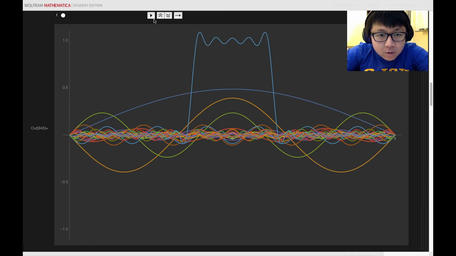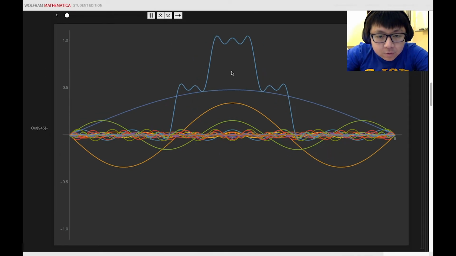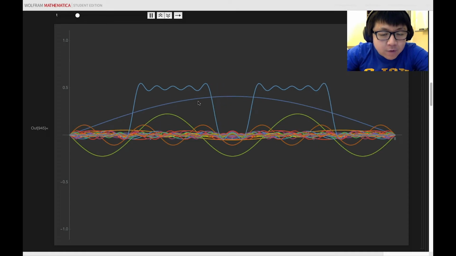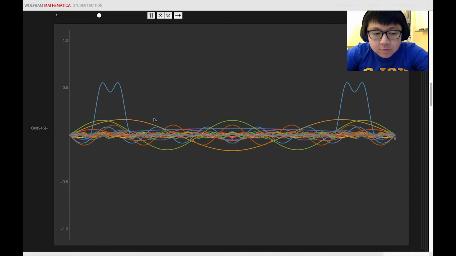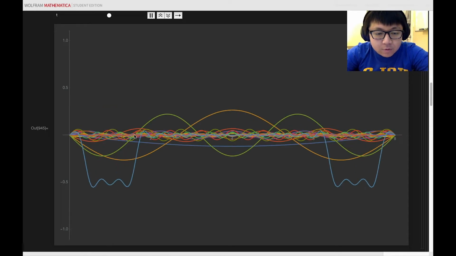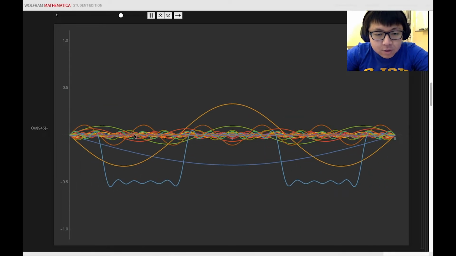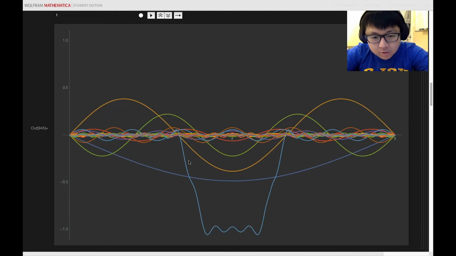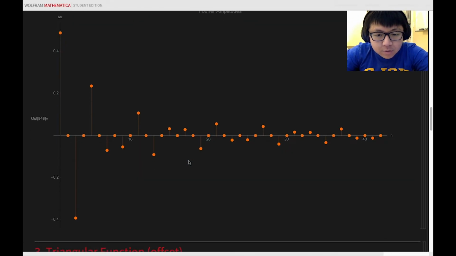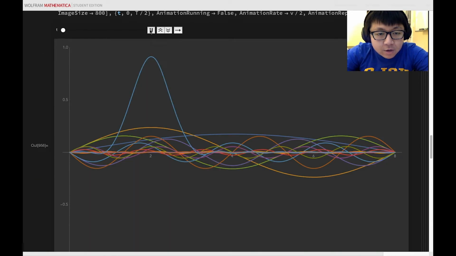Here we have a square wave. It's not a perfect square because we only have a finite number of terms. The Fourier expansion does not converge uniformly if we have a discontinuous function. These vertical edges need really high frequencies to build. Again, the even terms are 0. Here we have an offset triangle.